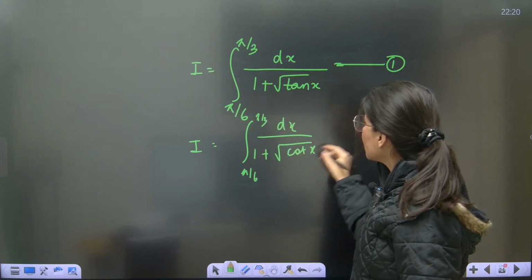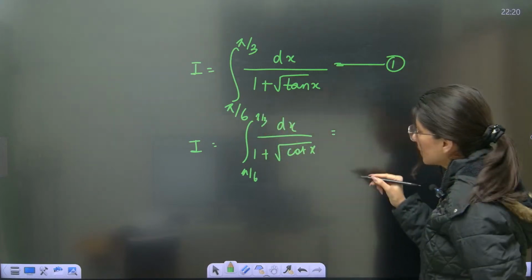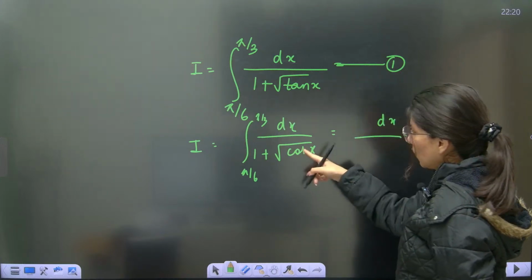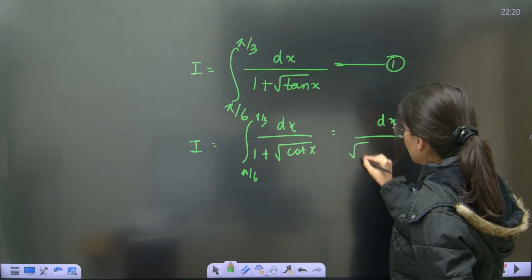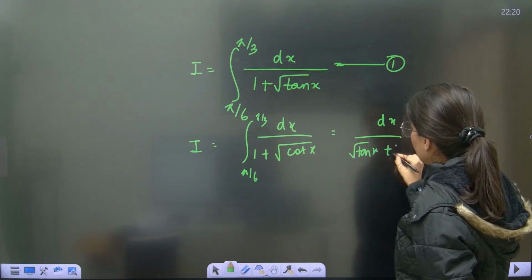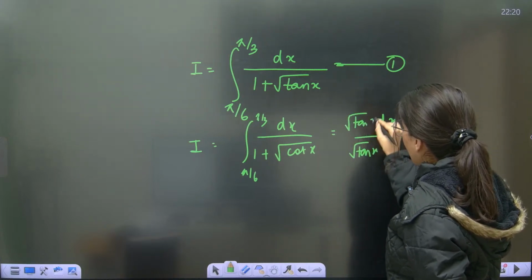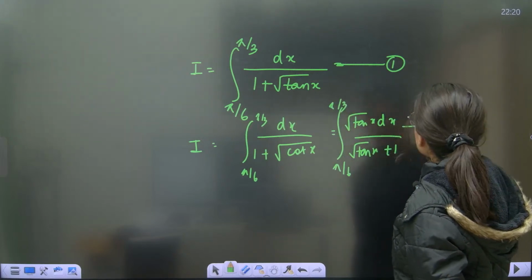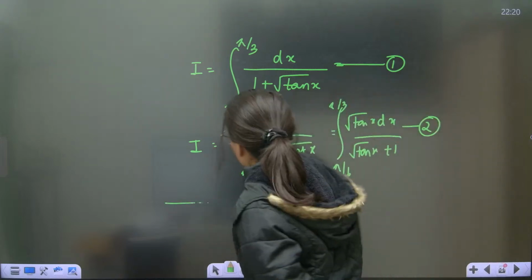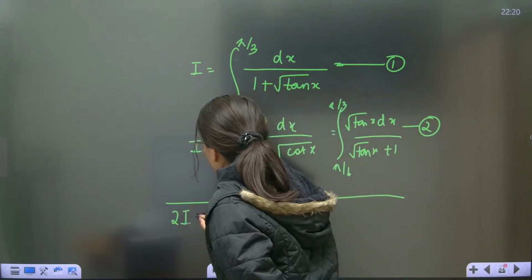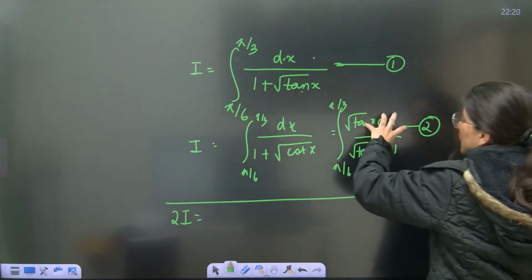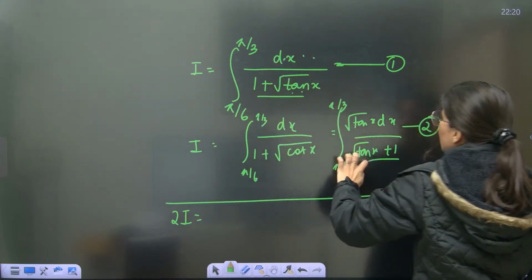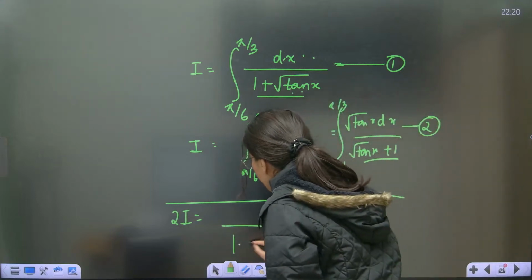Now let us write this cot x as another term. This is 1 by tan, 1 by root tan. So this is root tan x upon, if you take the LCM, 1 plus root tan x, integration pi by 6 to pi by 3. Correct? This is the second thing. Now you have to add: 2I is equal to this plus this. The moment you add these two quantities, you will realize 1 plus root tan x, 1 plus root tan x will be the same.